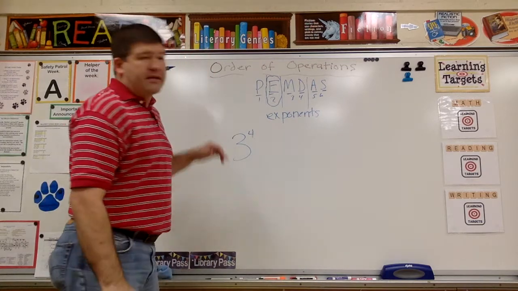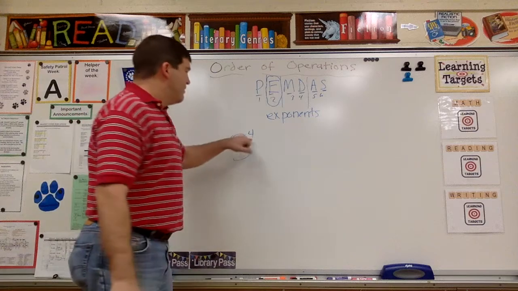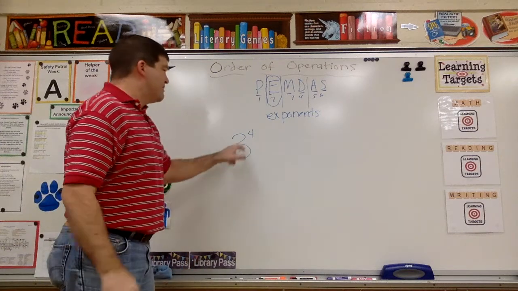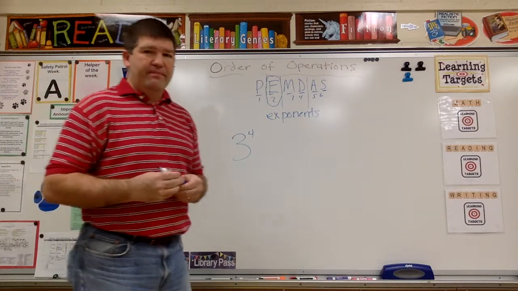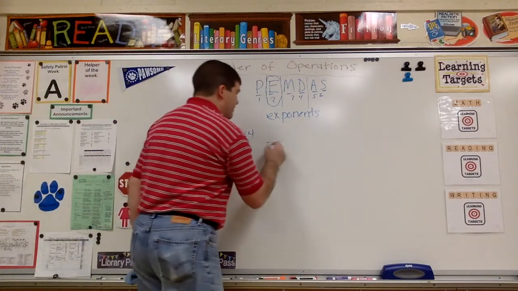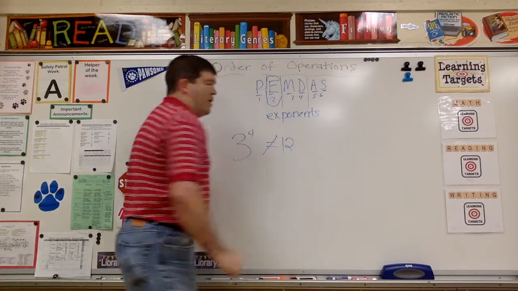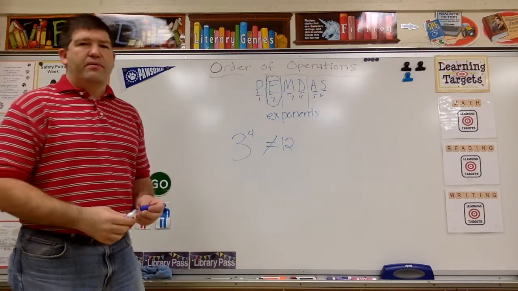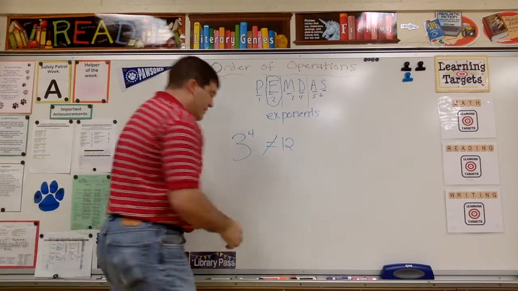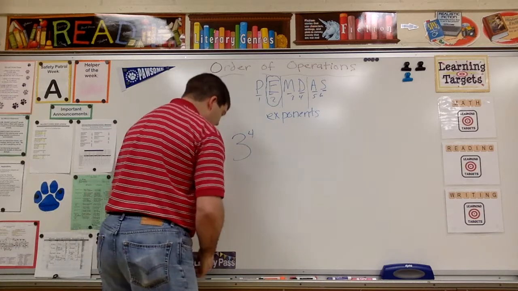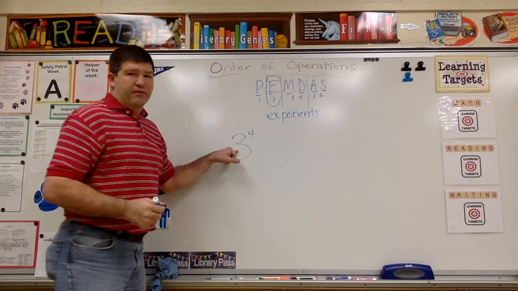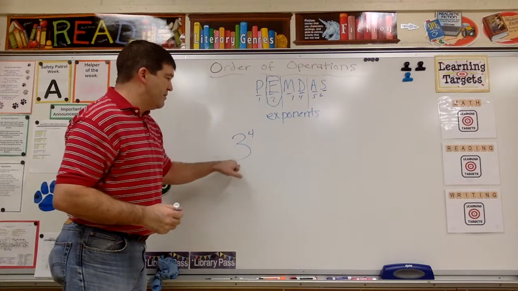Oh well, let's get back to exponents. 3 to the 4th power. So it's 3 to the 4th. Now, it is not 3 times 4. This does not equal 12. No. 3 to the 4th is not 12. Common mistake. What this does equal, this is exponential form. This is like an exponent.